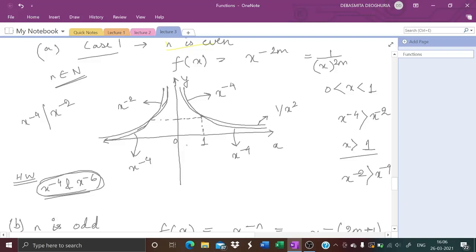Now drawing the graphs. Over here you see from 0 to 1, x to the power minus 4 is greater than x to the power minus 2. Why? Because if I take a fraction, its inverse also becomes larger, so x to the power minus 4 would be greater than x to the power minus 2 from 0 to 1. So this graph would be above. And again, for values greater than 1, x to the power minus 2 would be greater than x to the power minus 4, so minus 4 would be going down. And similarly, it will be the same on the left hand side as well, because this graph is symmetric.